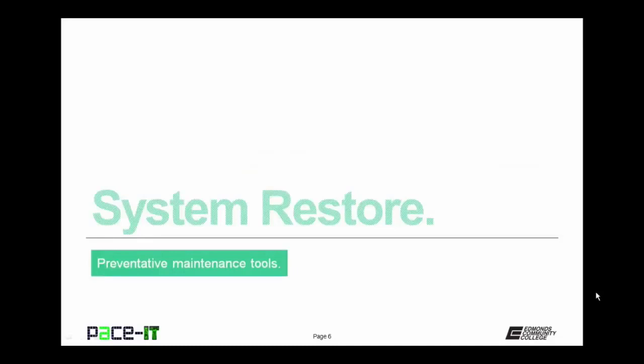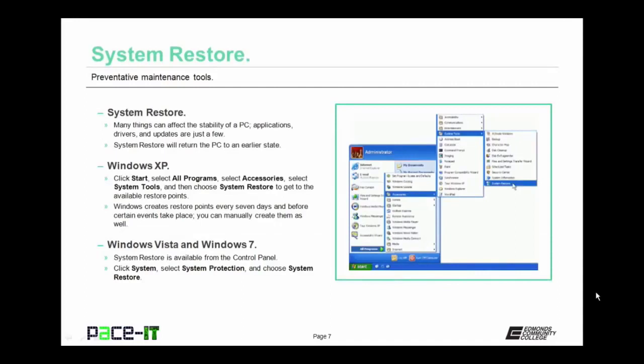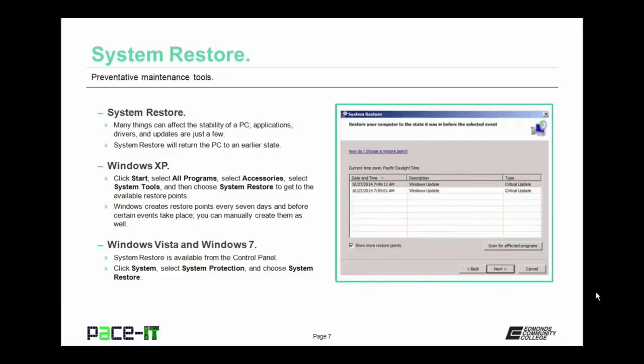Now let's discuss the System Restore utility. So there are many things that can affect the stability of a PC. Loading new application drivers and updates are just a few things that can affect the stability. Now, System Restore will return a PC to an earlier state, hopefully one that's stable. If you want to get there in Windows XP, you click Start, All Programs, Accessories, System Tools, System Restore, and that'll get you to the available restore points.